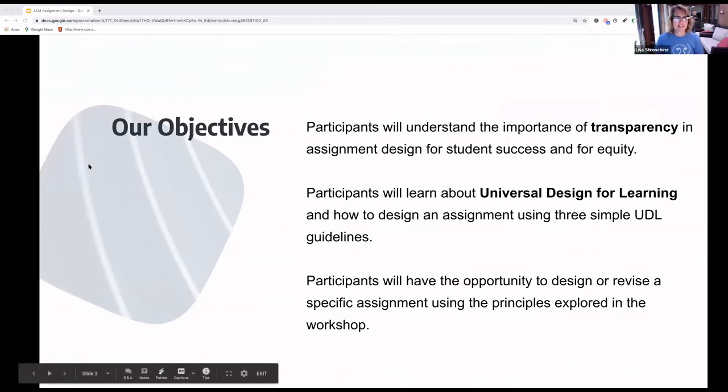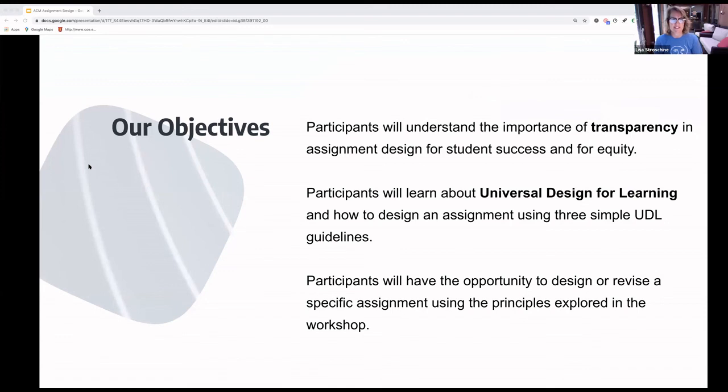So our focus today is on two related frameworks, transparency and assignment design, and the application of some simple universal design for learning principles. We are including lots of examples as we progress through the morning. Our intention in this collective package workshop today and Thursday is that you'll design or revise some of your own assignments with these principles. And just a quick note, we are meeting on Thursday for our second session this week instead of Friday, because of the Independence Day holiday.